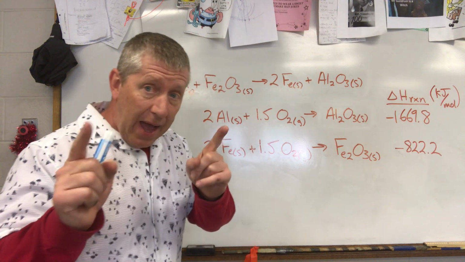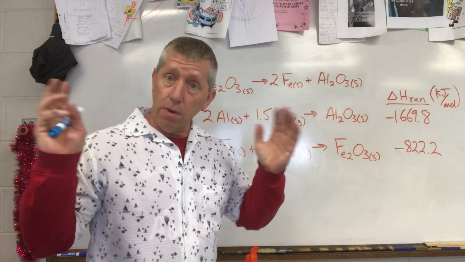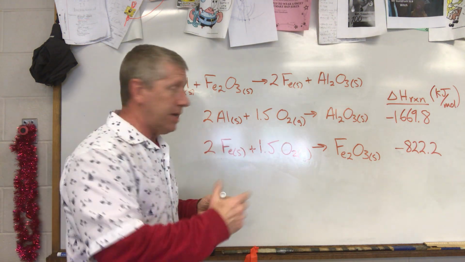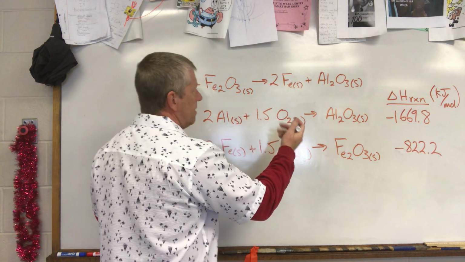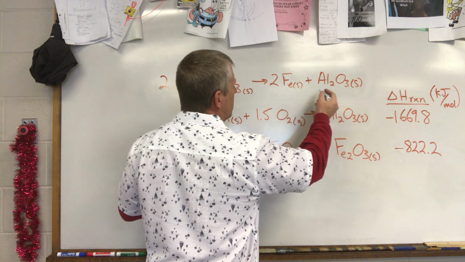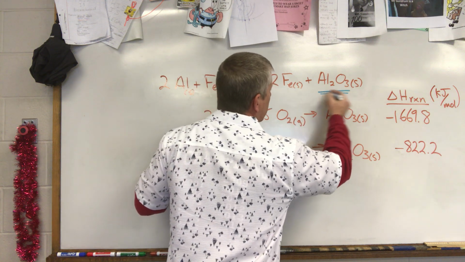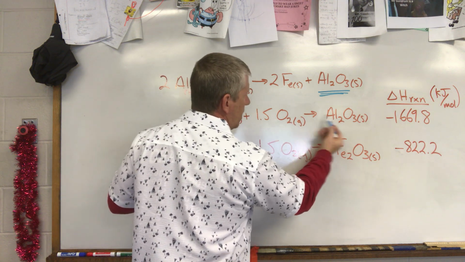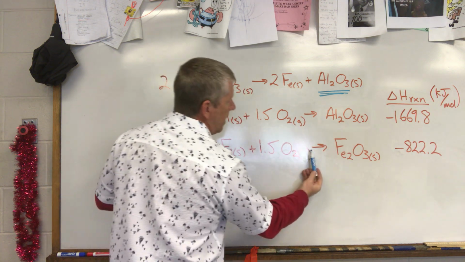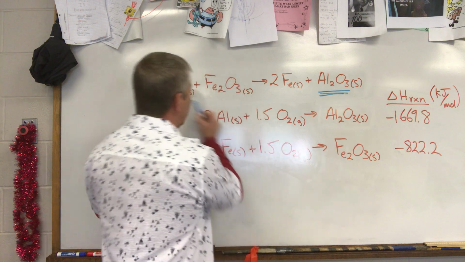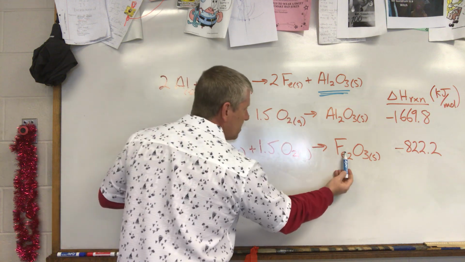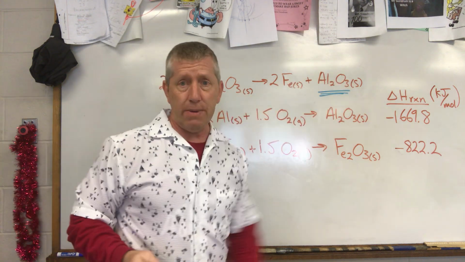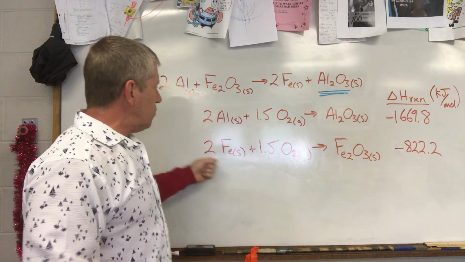But in this reaction, here's the overall reaction. We have to know what the overall reaction is to do this indirect method. We have to know what it is we're trying to find. So I'm trying to find out how much heat is produced or taken in during the production of the aluminum oxide. So this one shows production of aluminum oxide. This one shows the production of iron oxide, which isn't in the overall reaction. The iron oxide is actually a reactant in this reaction up here on top.